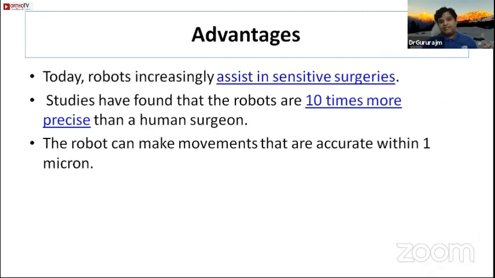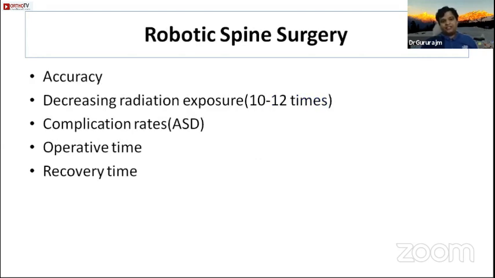So what are the advantages? Robots are increasingly assisting in sensitive surgeries like doing osteotomies and pedicle screws, and it has been found that robots are almost 10 times more precise as compared to human surgeons. And a robot can move with an accuracy of 1 micron. So a robot is very accurate. And what are the added advantages in spine surgery? Besides accuracy, there is decreased radiation exposure to the surgeon and decreased complication rates. With time, the operative time decreases, and with the usage of minimally invasive spine surgeries, recovery time also decreases.